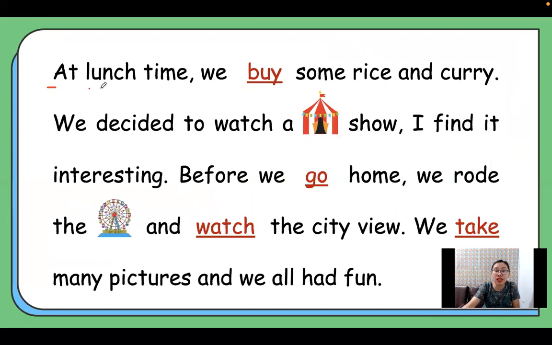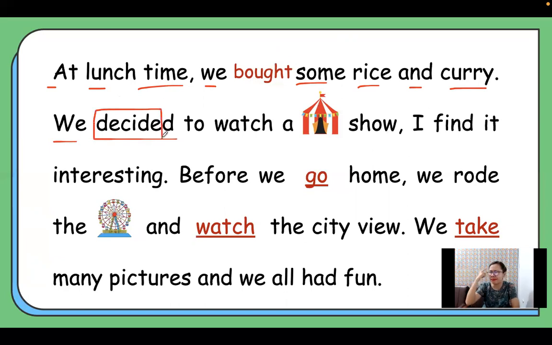Next one. Oh, at lunchtime. It's already lunchtime, 12 o'clock. All right, we buy. What is the past tense of buy? Buy is bought. So we bought some rice and curry. Wow, rice and curry. Next, we decided. Decided is also a verb. Decide. Now, to make it a past simple tense, we just add d, and now we have decided.